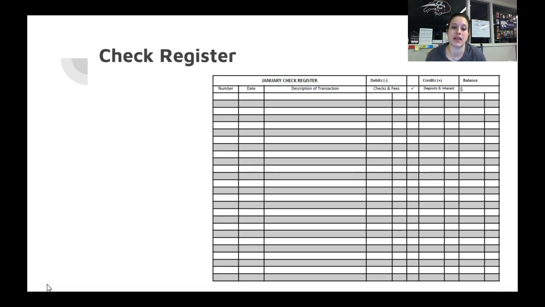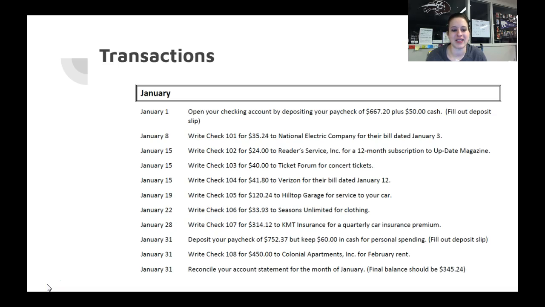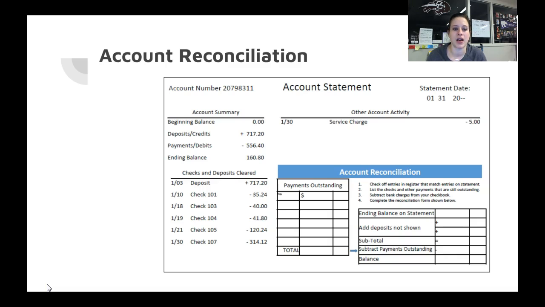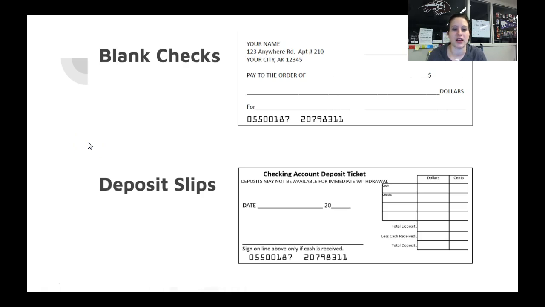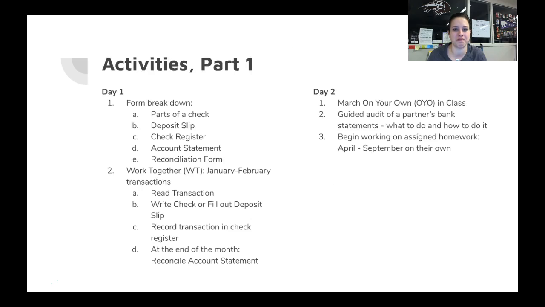So I'm just going to go through a couple of the examples of things that students are going to see. In their check register, this is the first one, that goes month by month, so just a general check register, and we go over each of the components, the sample of transactions that they'll receive, and this is about average for every month of transactions. Then what their account reconciliation will look like: it gives them their statement over here, and then the opportunity to reconcile down here. They'll have a set of blank checks and deposit slips to fill out throughout the process as well.